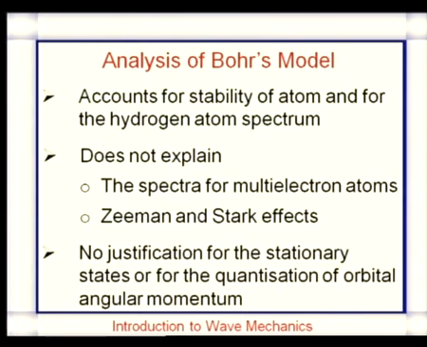Also, there was no justification, so to say, for the stationary states or the quantization of orbital angular momentum for the electron in the atom there. So on these counts, what we find from this analysis is that Bohr's model had a partial success. It was very good in terms of explaining the spectrum of hydrogen atom, but on other counts like Zeeman effect, Stark effect, and multi-electron systems, it was not good enough. So essentially, something more is required over there.